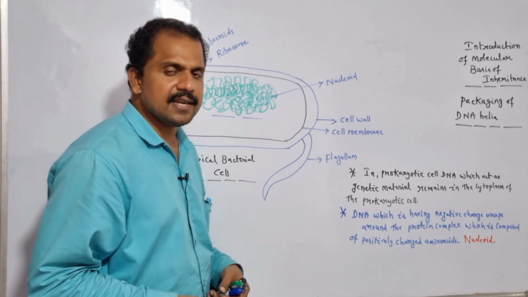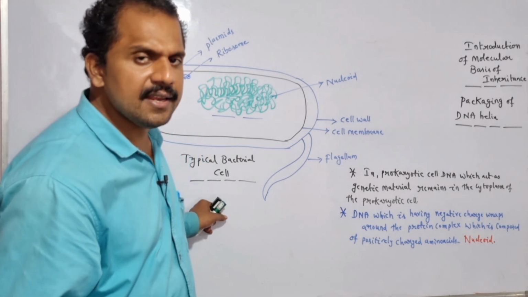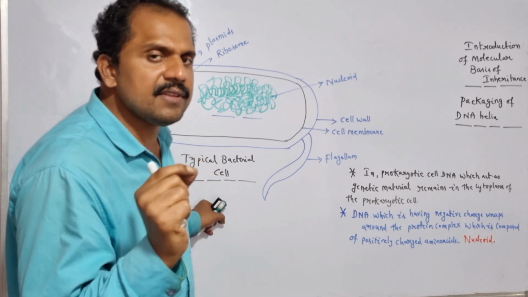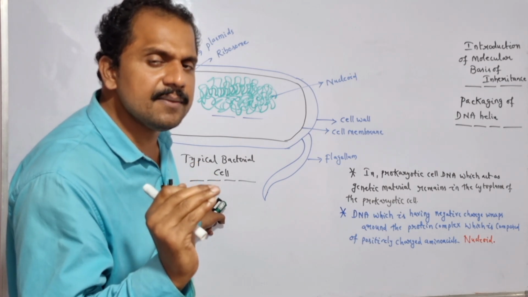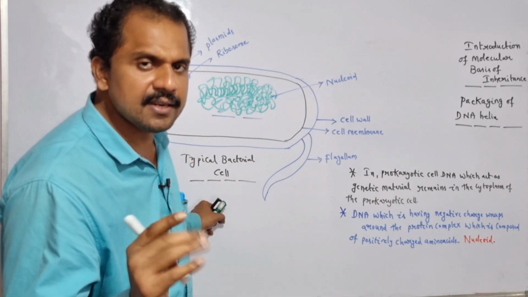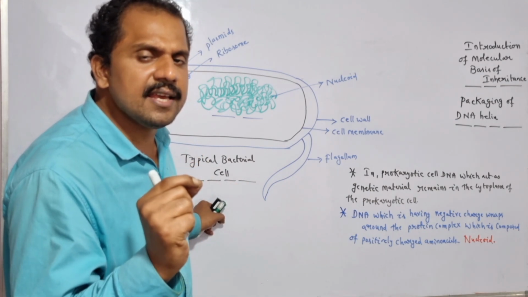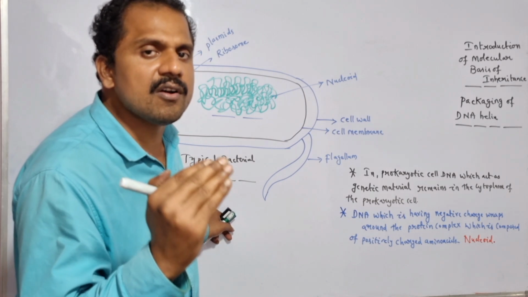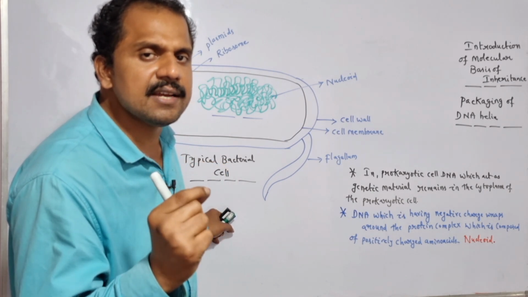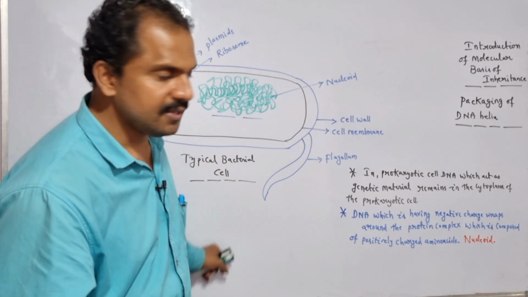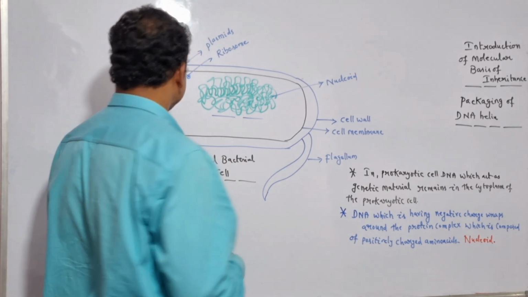So here this is regarding packaging of the DNA helix in case of the prokaryotic cell. Though the packaging of the DNA helix remains very similar both in case of the prokaryotic cell and in case of the eukaryotic cell, the packaging of the DNA helix in the eukaryotic cell remains much more complex in comparison with the packaging of the DNA helix in the prokaryotic cell. Is it clear? So let me arrange the things here.